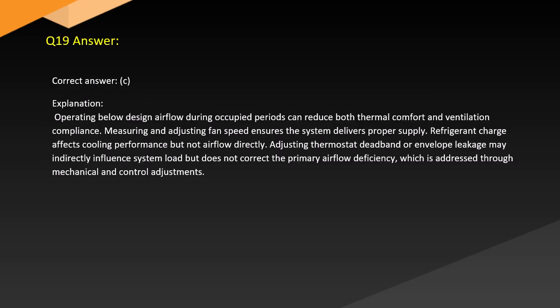Answer. Correct answer, C. Explanation. Operating below design airflow during occupied periods can reduce both thermal comfort and ventilation compliance. Measuring and adjusting fan speed ensures the system delivers proper supply. Refrigerant charge affects cooling performance but not airflow directly. Adjusting thermostat deadband or envelope leakage may indirectly influence system load but does not correct the primary airflow deficiency, which is addressed through mechanical and control adjustments.